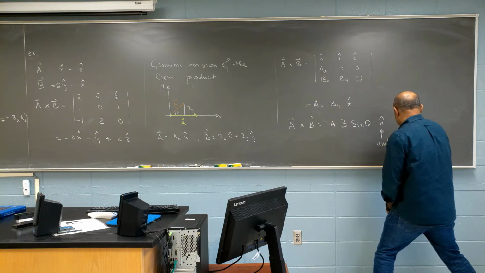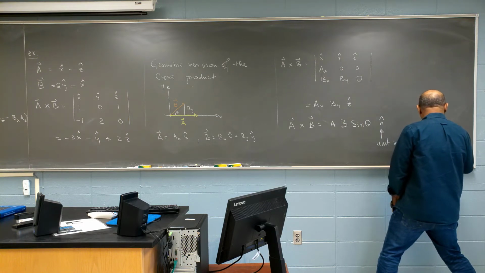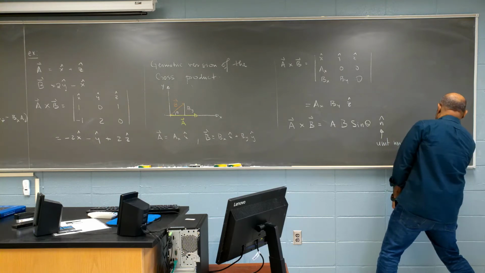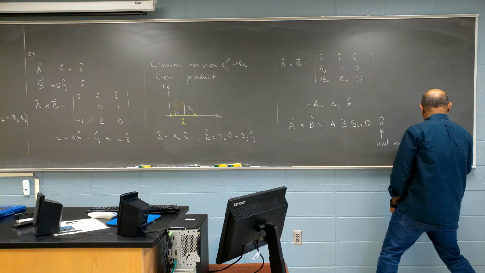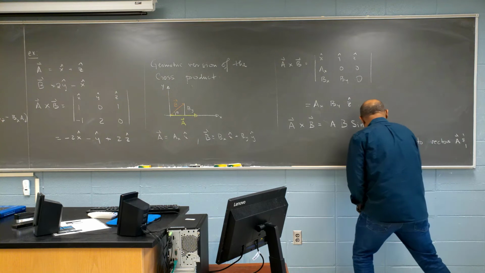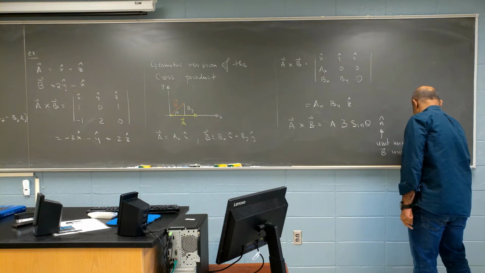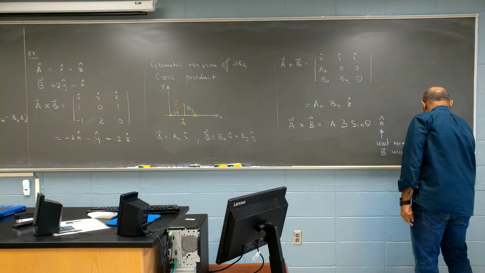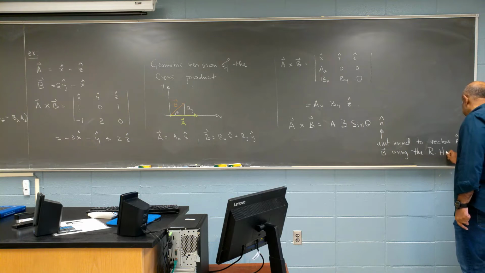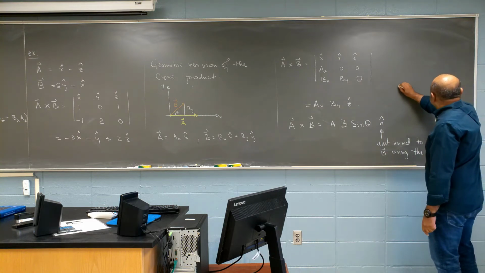Unit normal to the plane, unit normal to vectors A and B using the right-hand rule. We'll use the term right-hand rule all the time. Might as well come up with an acronym. So what is a right-hand rule?